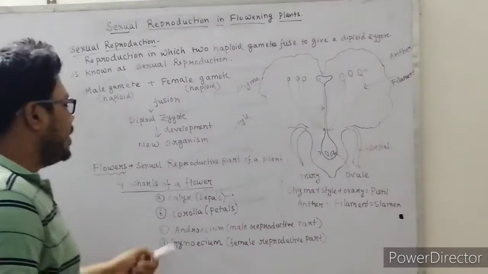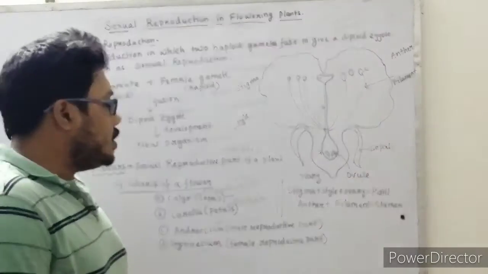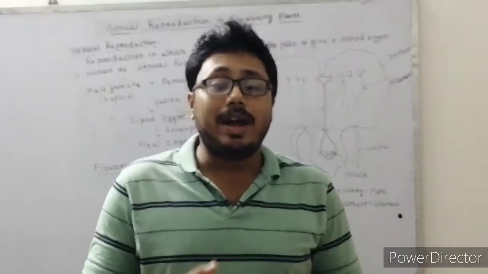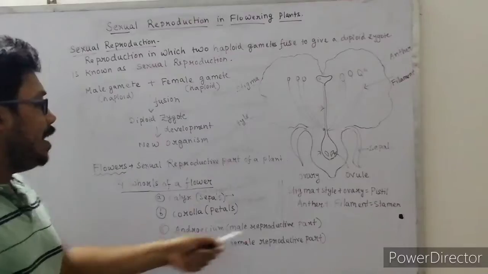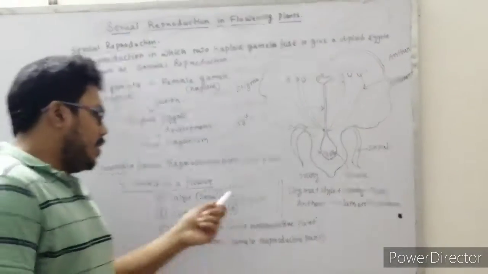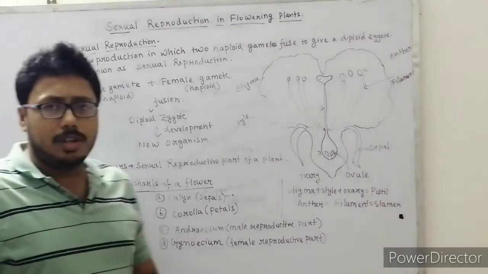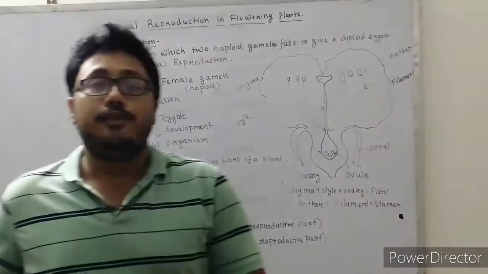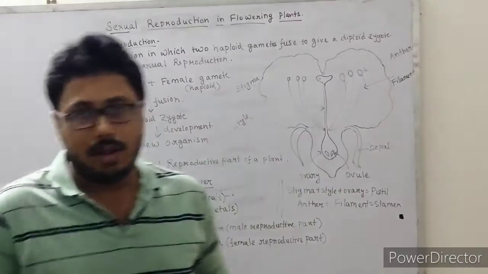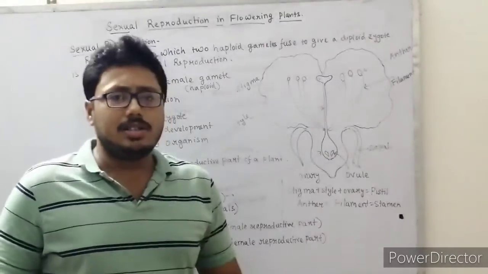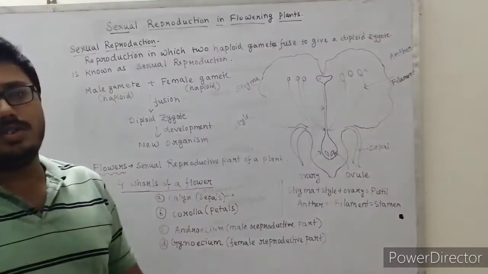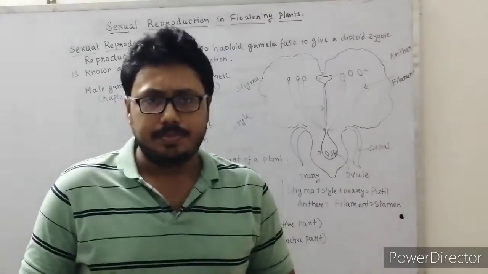Now coming to the next section, that is androecium. The function of the androecium is providing the male gamete. This is the male reproductive part of the flower. Now coming to the next section, that is gynoecium. Gynoecium is the female reproductive part of a flower. So now we will discuss all these four structures in detail.